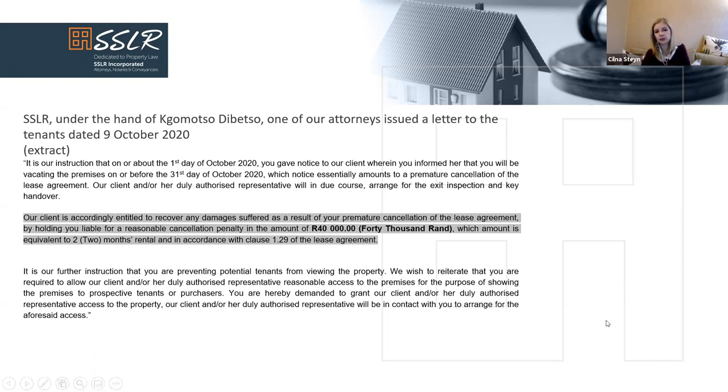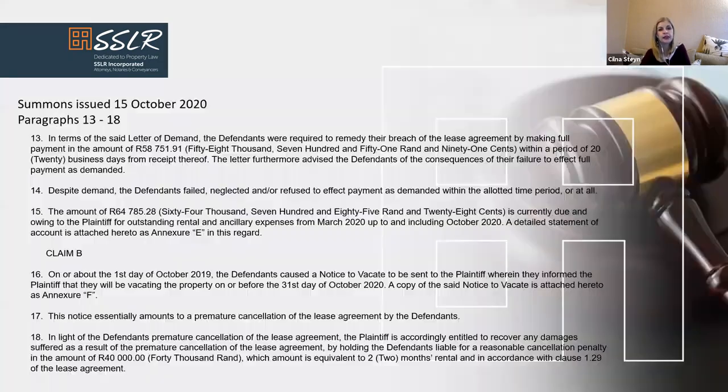So this demand was done. You can see from the content of the demand, there's no doubt in our communication that this maximum cancellation penalty in terms of the lease agreement is in fact enforceable. So then they didn't pay. By the 15th of October, we issued summons. And this is just an extract from the particulars of claim.